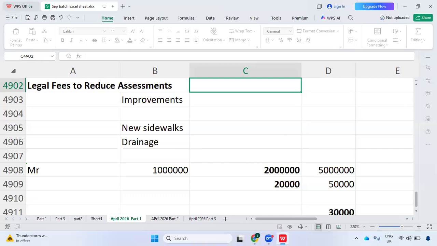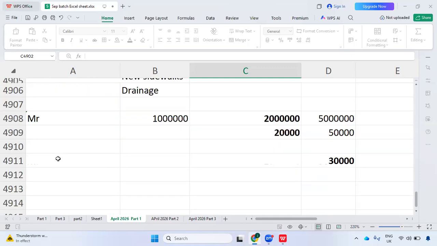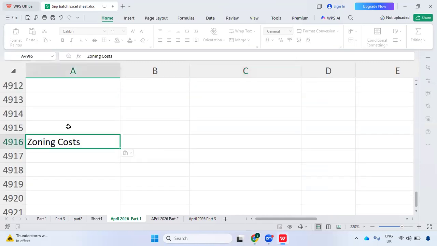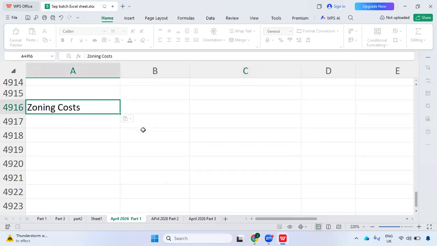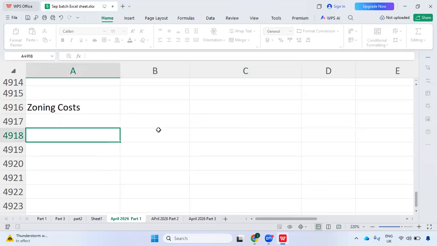Yes. And also one more thing, which is zoning cost. Zoning costs are costs we can generally see in the case of real estate properties. So what is zoning cost? For zoning, the government will decide the land type. So what land can be used?